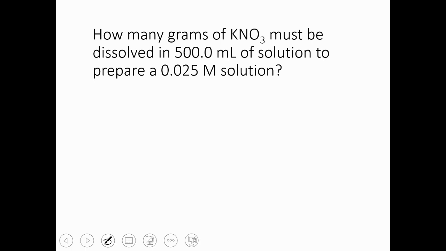Just another version, moving the unknown around a little bit. In this one, it says how many grams of KNO3 must be dissolved in 500 milliliters of solution to prepare, and then it gives you a certain molarity. This is really relevant. When I make solutions for the lab, or if I have an intern do it, I always figure out how much I think we need for all the lab groups. The lab will call for a certain concentration.